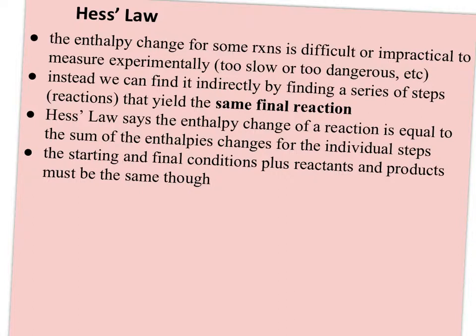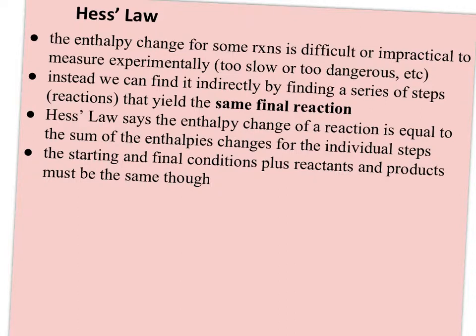They might be really slow, like the formation of fossil fuels, or really dangerous, like with explosive things. So instead, what Hess found is that you can find it indirectly by finding a series of steps or reactions that yield the same final reaction you're interested in. This is much like algebra when you add up equations and look at the net equation that's left. The same thing is true with chemical reactions.